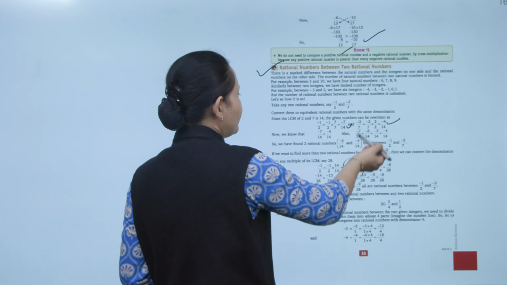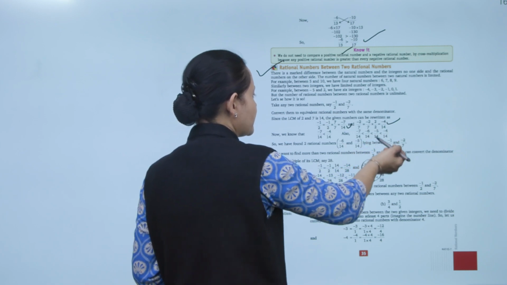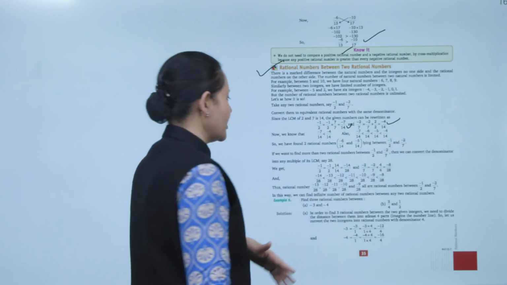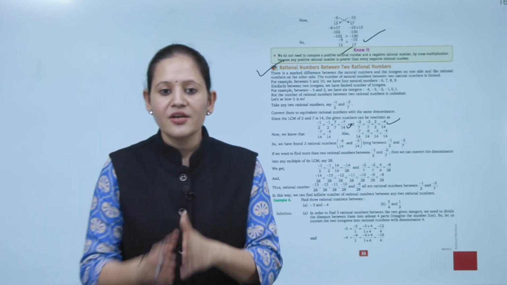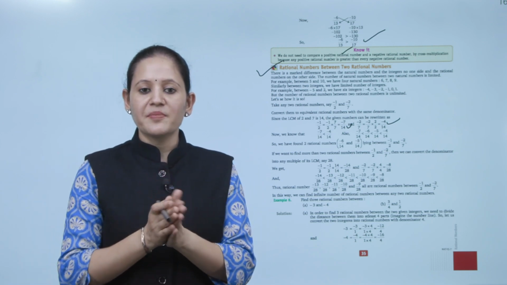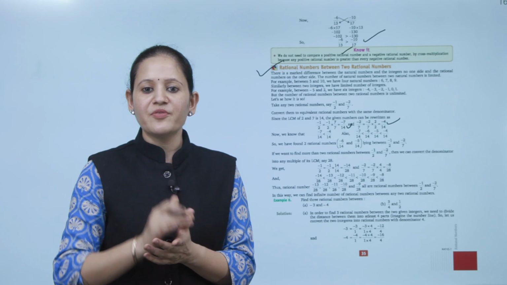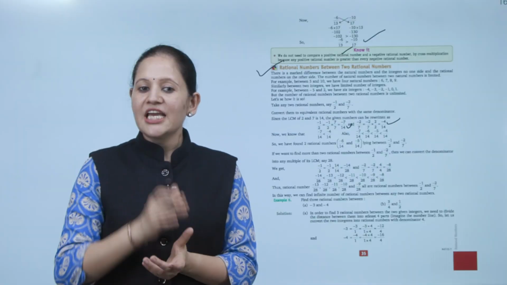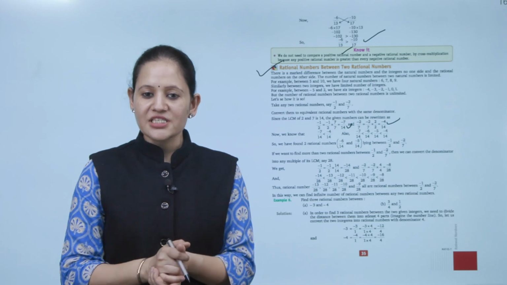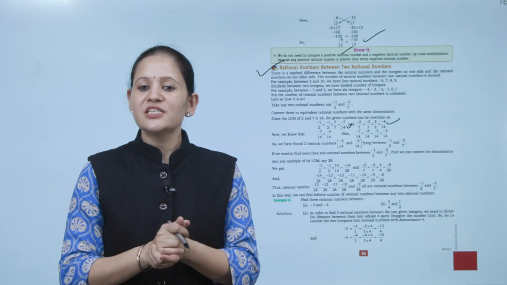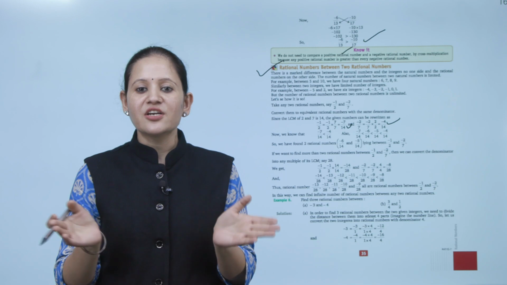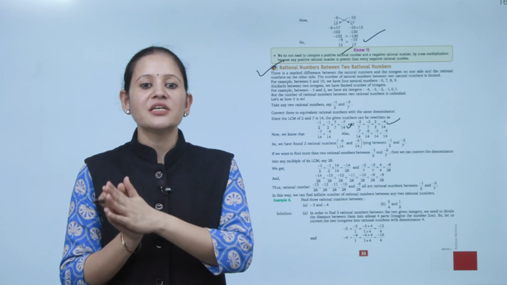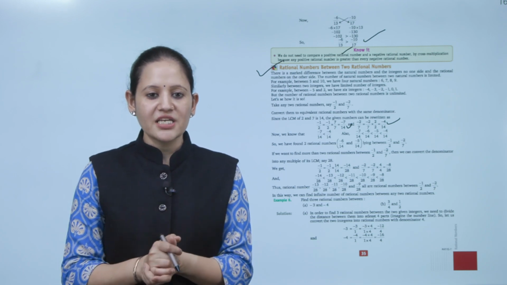So, -7/14, -6/14, -5/14, -4/14. So, we have found the two rational numbers -6/14 and -5/14 lying between -1/2 and -2/7. If we want to find more than two rational numbers between -1/2 and -2/7, then we can convert the denominator into any multiple of its LCM, say 28.